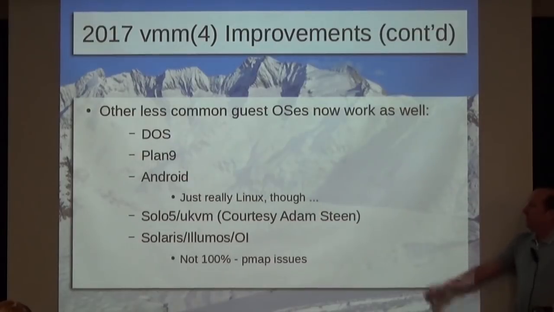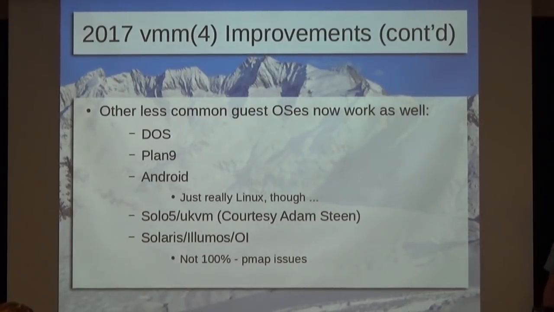We also had another guy appear on our mailing list, Adam Steen, who said, I need some help making the Solo5 UKVM microkernel engine run on VMM. So he bit off that effort and got that working, so I appreciate that help. Now that I have some Solaris and Illumos, SmartOS guys in the room, I can ask them about this later. This one is still a head scratcher. I got some pmap issues with the Solaris kernel, and I'm not quite sure what's going on there, but it does boot much further than it did before.